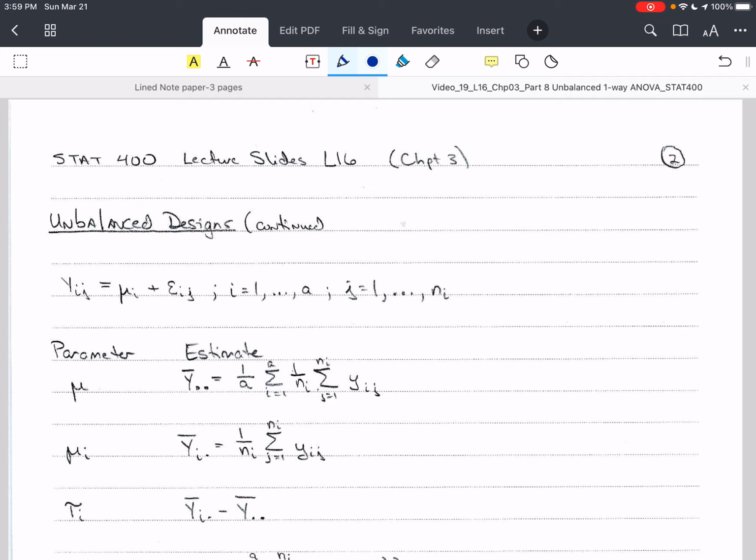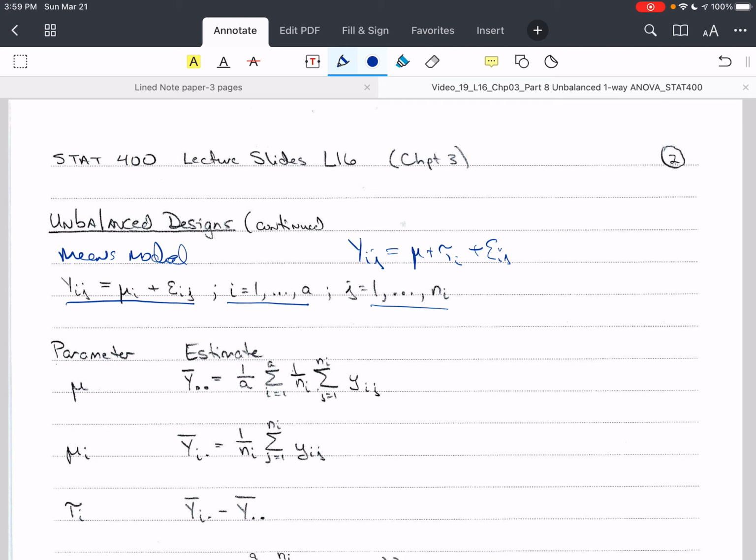Okay, so we have the means model. We can use it, or we could use the effects model, which is Yij equals mu plus tau i plus epsilon ij. So we have two different models that we can choose from, and i goes from 1 to a, and j goes from 1 to n sub i.